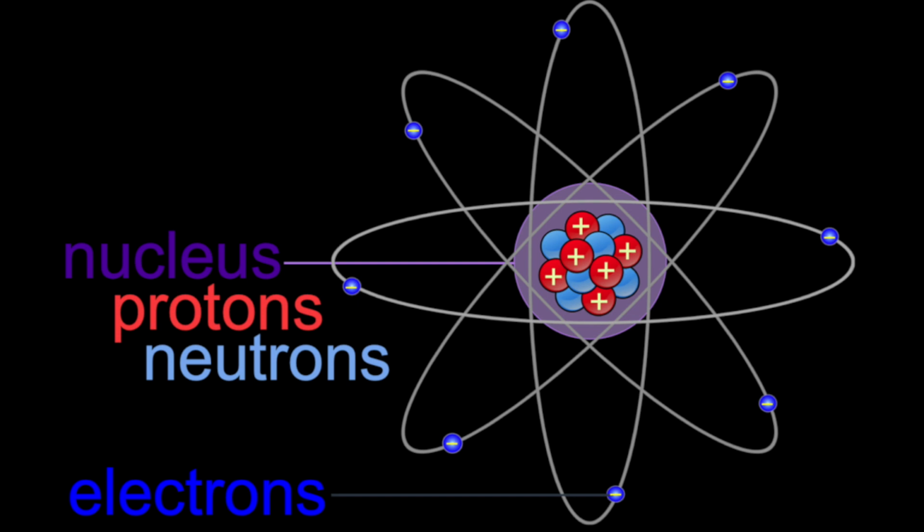Outside the nucleus, we see orbitals that are holding small blue balls. Those small blue balls are electrons, which are subatomic particles with a negative charge. That negative charge is usually equal to the positive electrical charge from the protons within the nucleus.